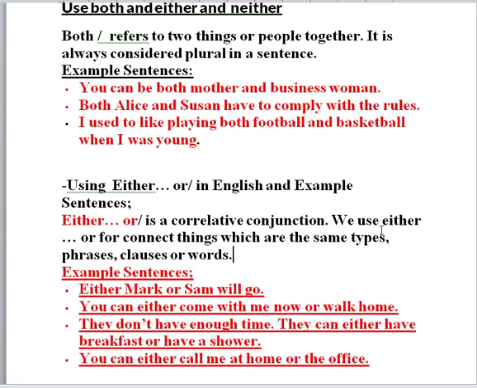We use either and or for connecting things which are the same type, as phrases, clauses, or words.